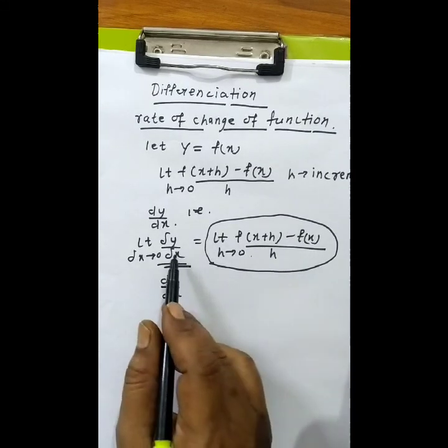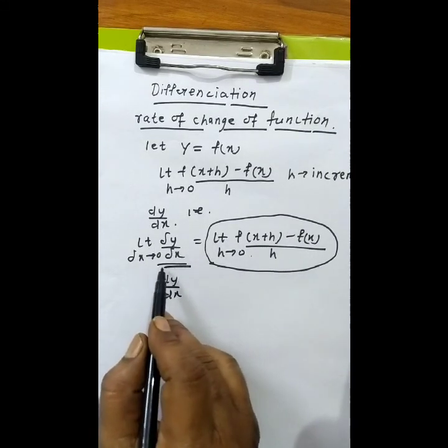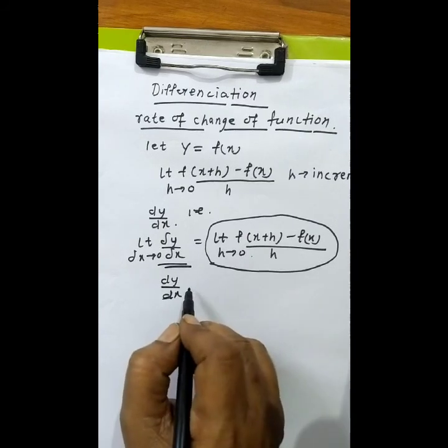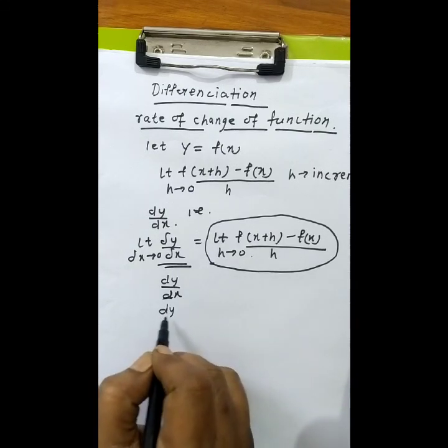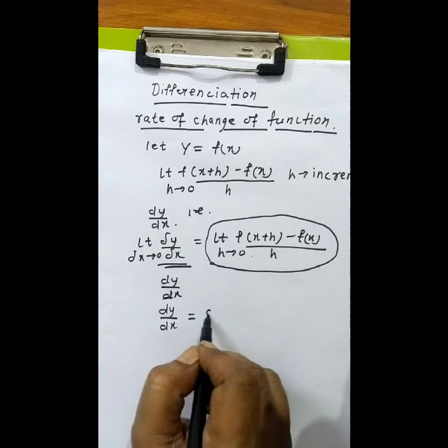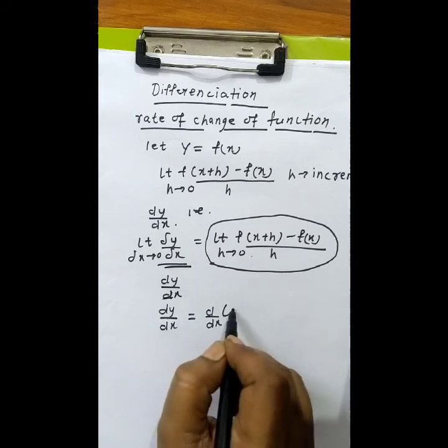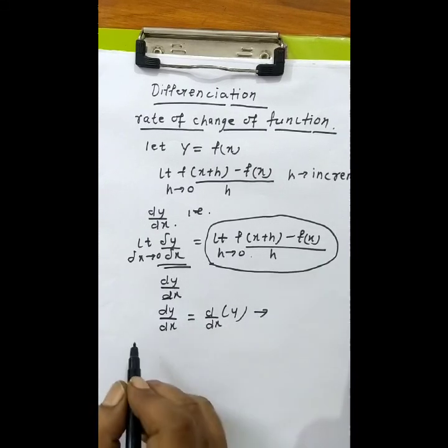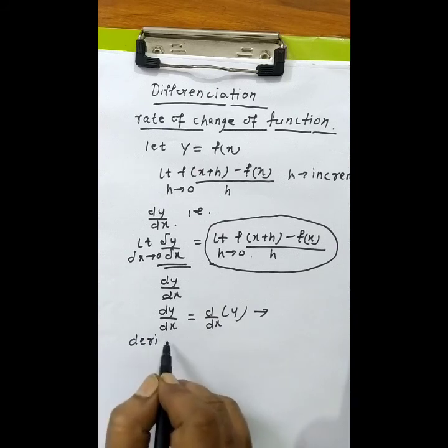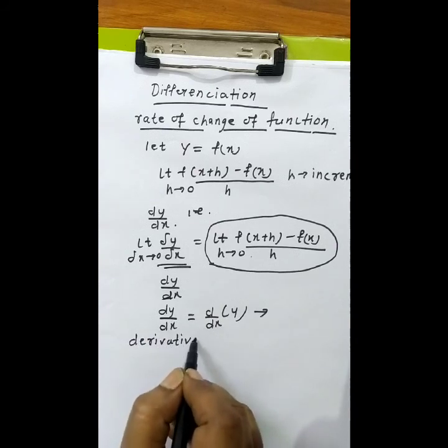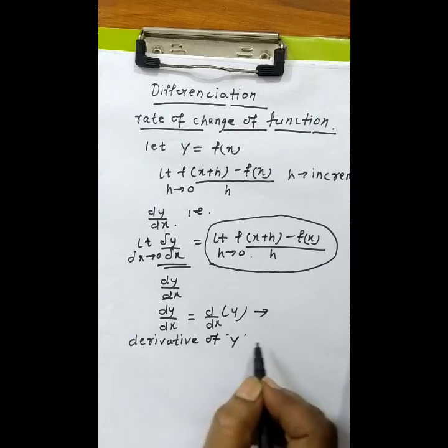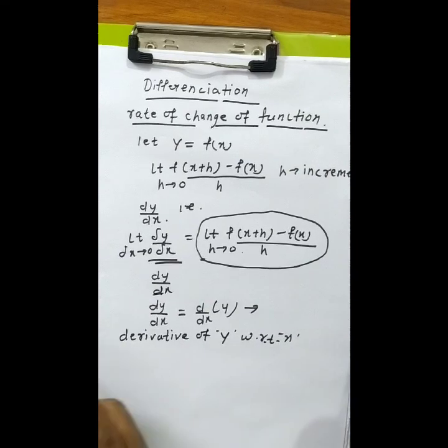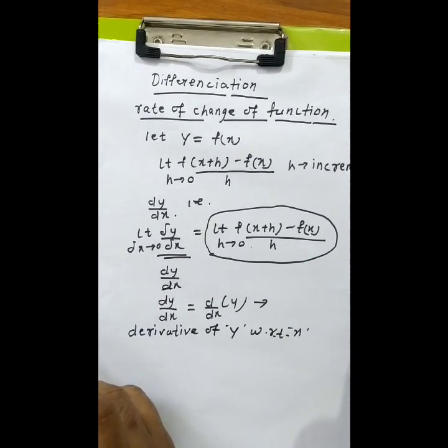So this limit of delta y by delta x as delta x tends to 0 is denoted by dy by dx. And what is dy by dx? dy by dx means d by dx of y, and it is read as derivative of y with respect to x.